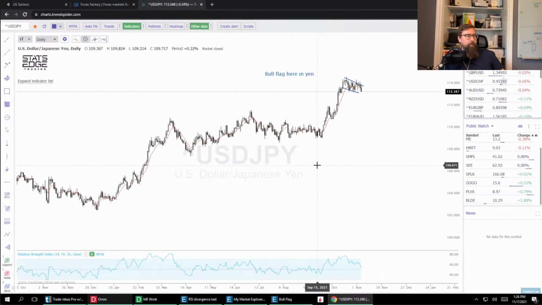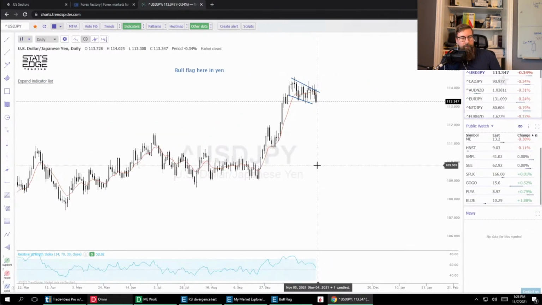I'm still watching this yen flag, I guess, moving on to actual currencies. But this yen, right, you can see this big push up in yen, and then we've been putting in this flag ever since. So I'm looking for a close over 114 to participate.